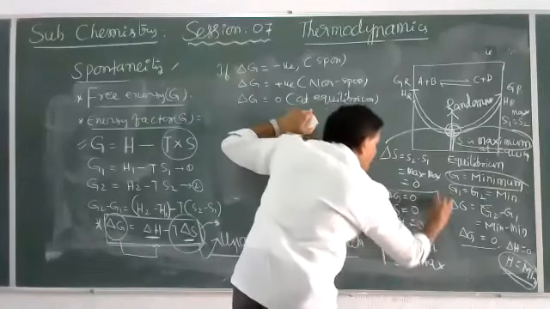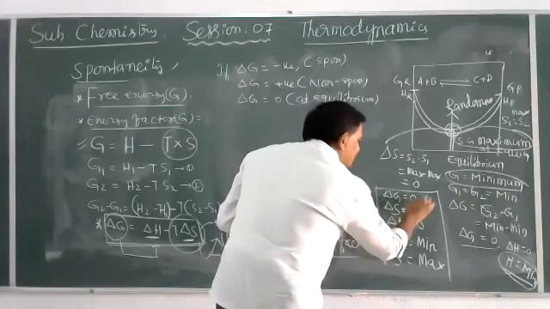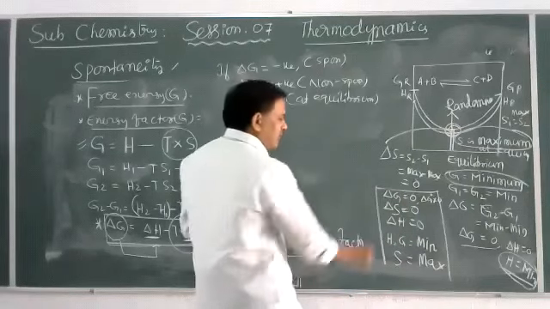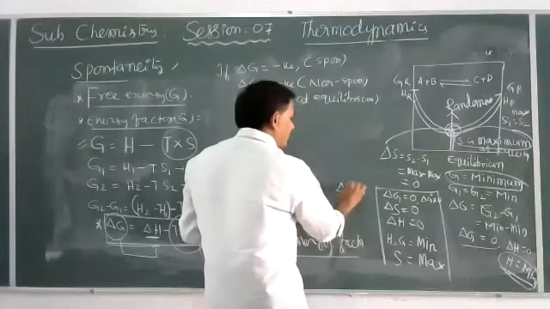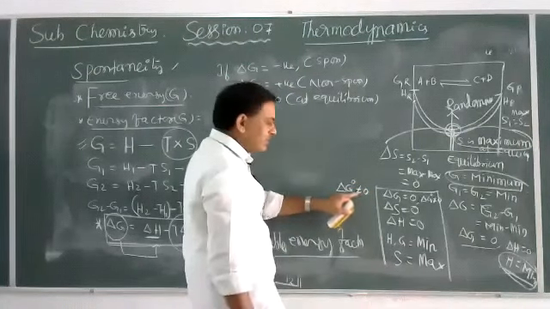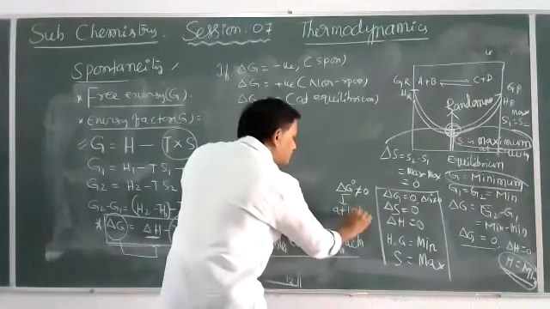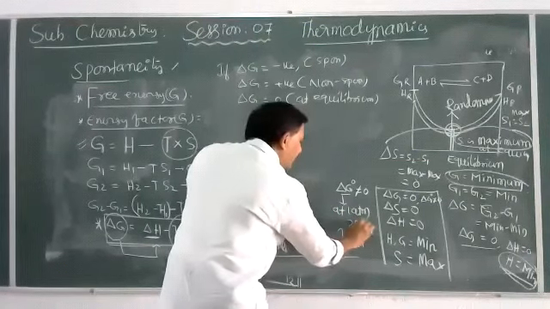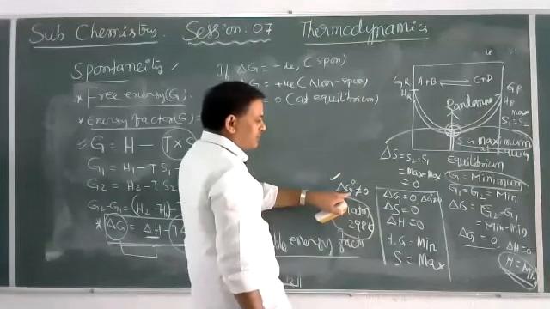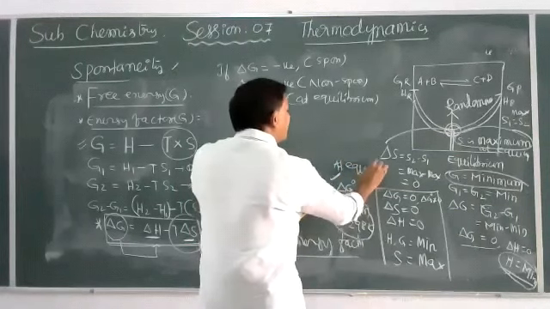This is a very, very important list. And one more is, here delta G is equal to 0, but delta G naught is not equal to 0. Delta G naught is under standard condition, that is at 1 atmospheric pressure and 298 kelvin. The calculated delta G value is called the standard free energy change. This is at equilibrium. A very, very important list.